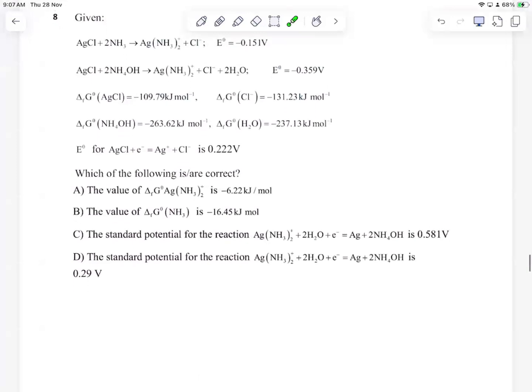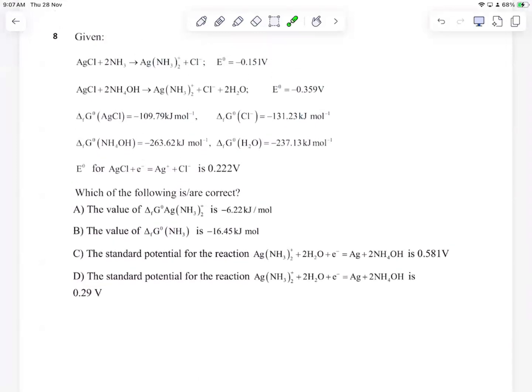Yeah. First, AgCl. I'll just give you the hint of this one. See, E naught value is given for this one. E naught value is given for this particular equation here, and delta G naught value is given. Delta G naught value for these two are given, and E naught value of this sparingly soluble salt is given. We need to find out delta G naught formation of Ag plus. Okay.